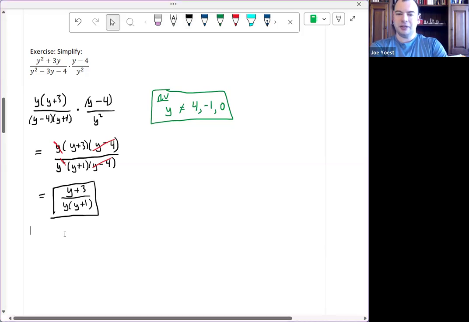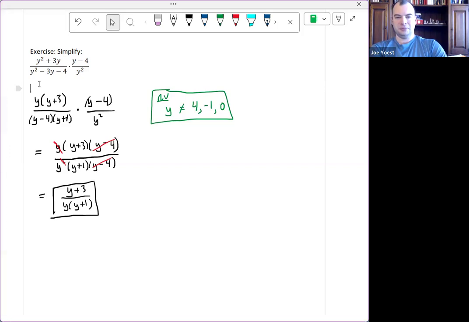Okay, it's just about 3 minutes, so let's take a look at this one. The first thing we'll do is factor each of the numerators and denominators. The second rational expression doesn't really need factoring at all, but the first, both numerator and denominator, we can factor. We can factor a greatest common factor of y out of y squared plus 3y, giving us y times y plus 3. And the denominator, y squared minus 3y minus 4, factors into y minus 4 times y plus 1.